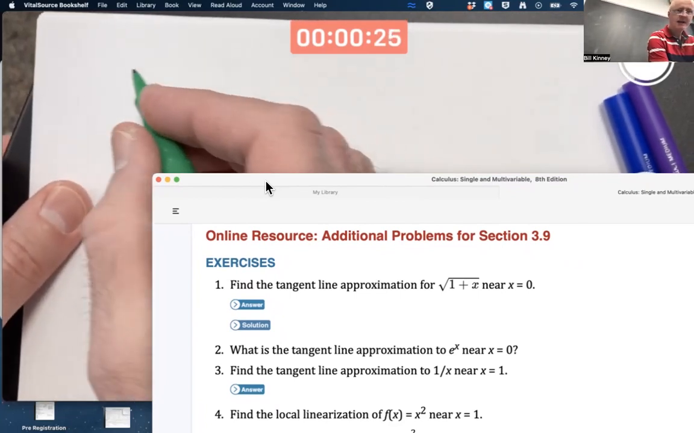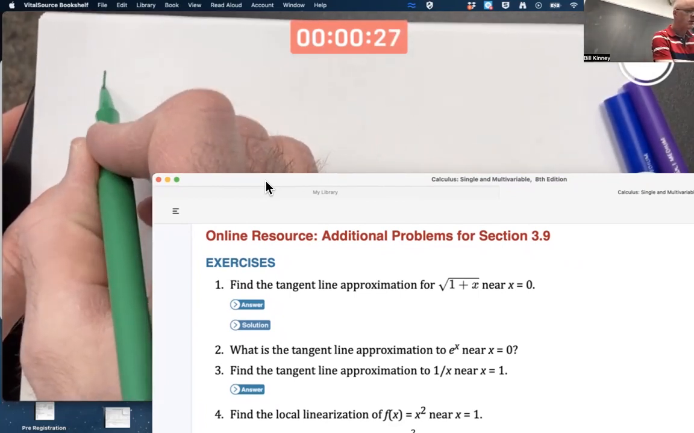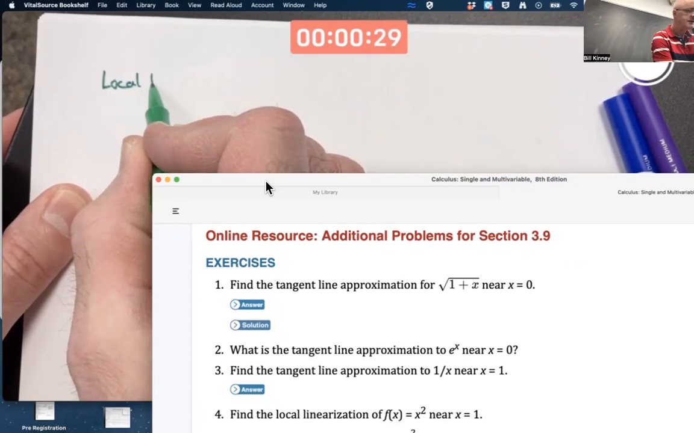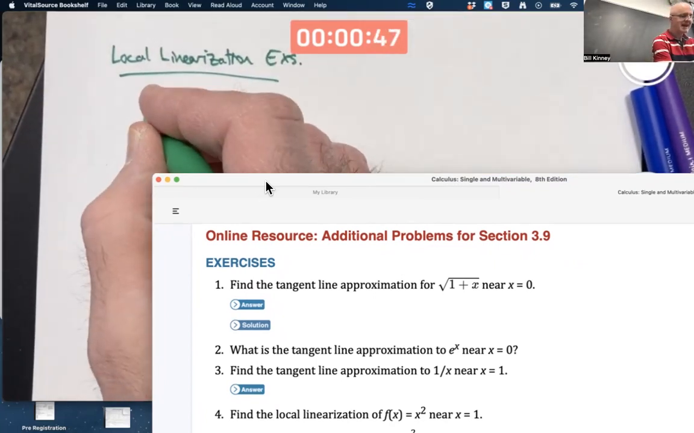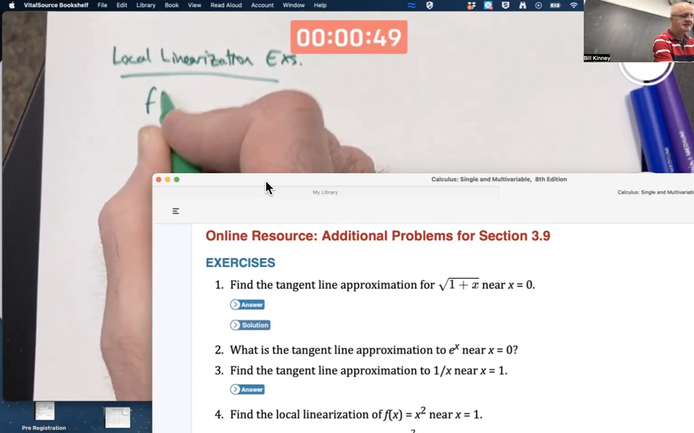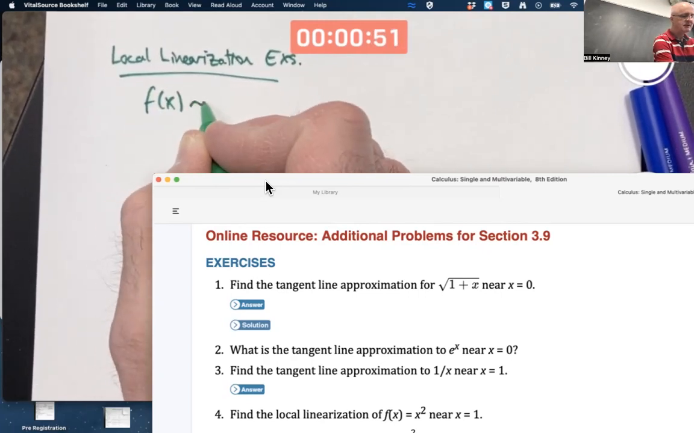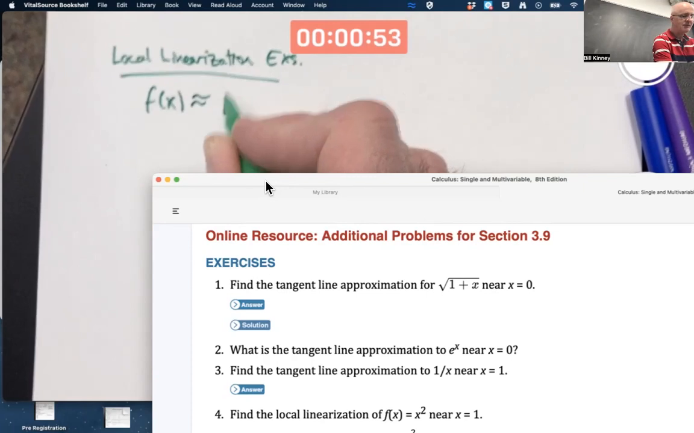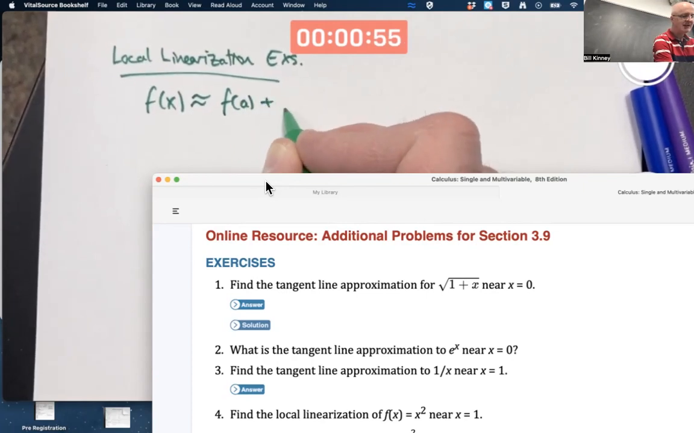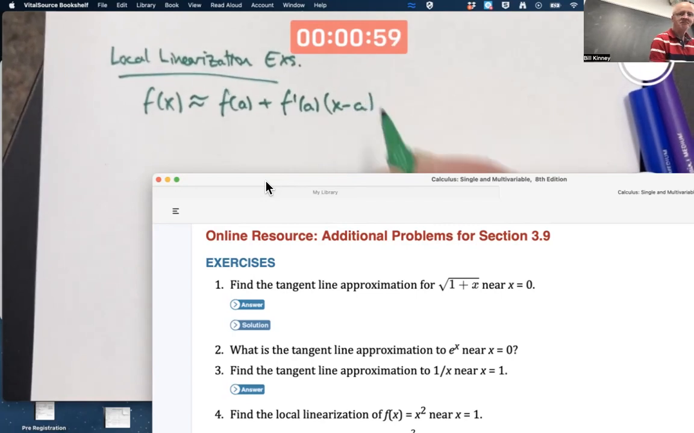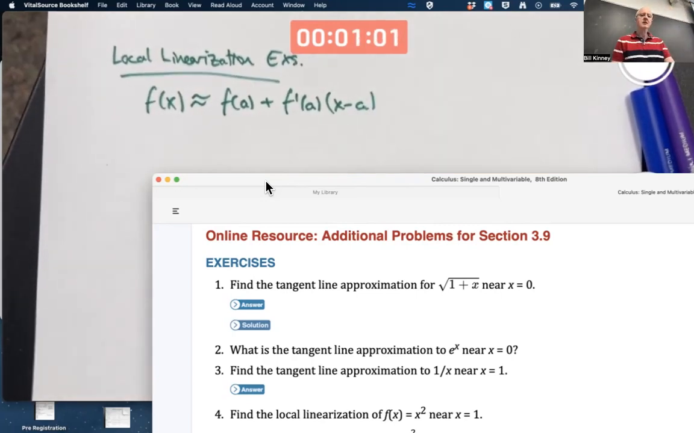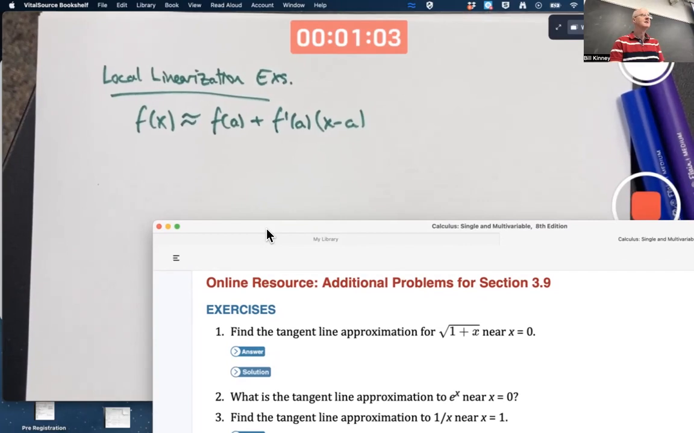The first thing that we do today is going to be more local linearization examples. The formula, again, is that f of x is approximately f of a plus f prime of a times x minus a. This is called local linearization. It's actually got other names. It's also called tangent line approximation.